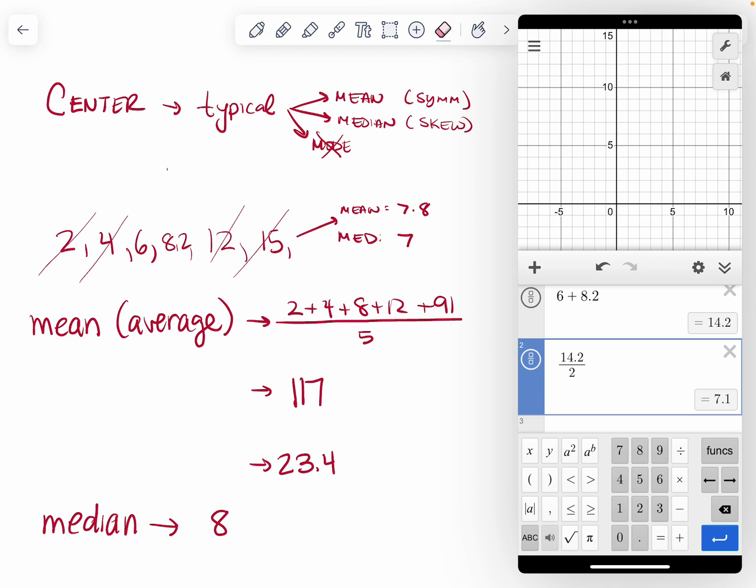But remember, that wasn't the actual number. It was 8, and so the middle of 6 and 8 is 7. Notice how close these are: 7.8 and 7 are really close together. That tells me that if I made a box plot of this, it would look something like that, where you would have a very symmetric, evenly spaced out box.